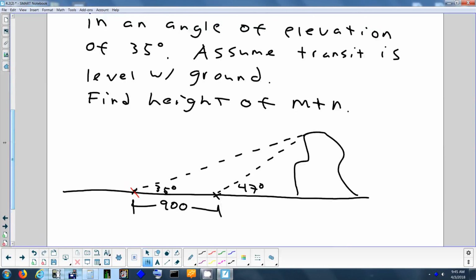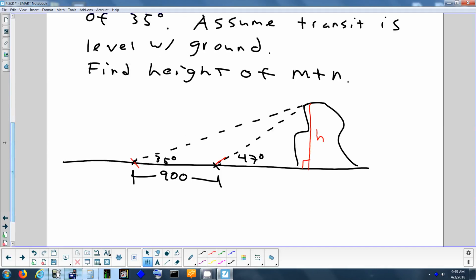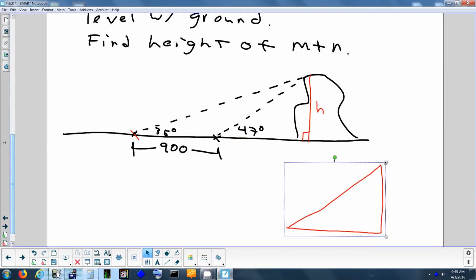Okay, so the goal, using that information, is basically to find this, which is the height of the mountain. Let's, just for a second, trace out this triangle right here, and move it away from the picture so we can look at it a little clearer. I want to find the height.